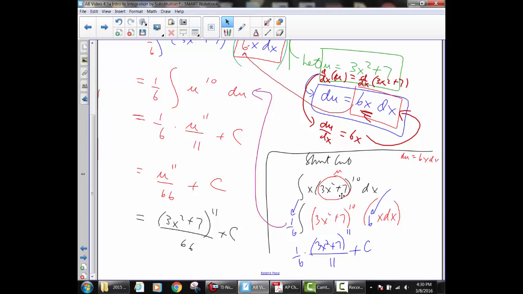Now, a shortcut, if you feel comfortable doing this, is to picture in your head that your u is the contents of the parentheses. Picture in your head that du is 6x dx and go, oh, look, I'll just introduce a 6, counteract with 1/6. Okay, in BC, they get to the point they don't even need to introduce the 6. They just automatically counter with 1/6.